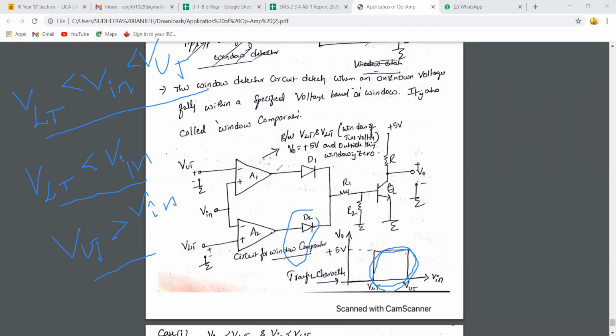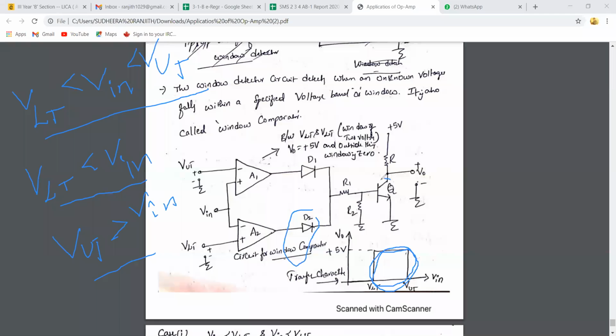Next, VUT greater than Vin. What is the output of A1? Minus Vsat, sir. Minus Vsat. What about the status of D1? What is the status of D1? Reverse bias, sir. Right. So both D1 and D2 are reverse bias.